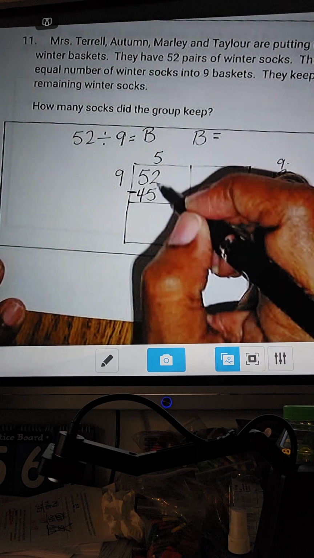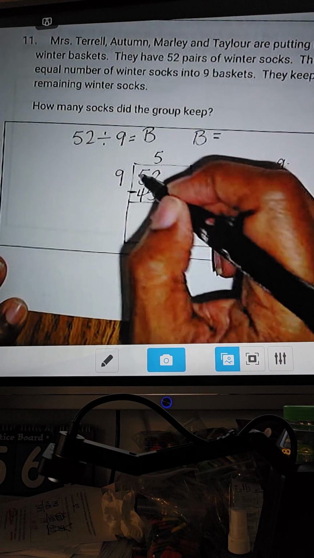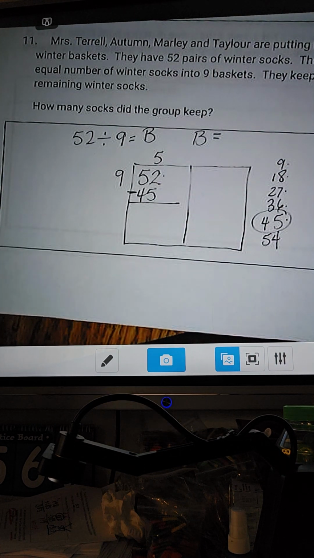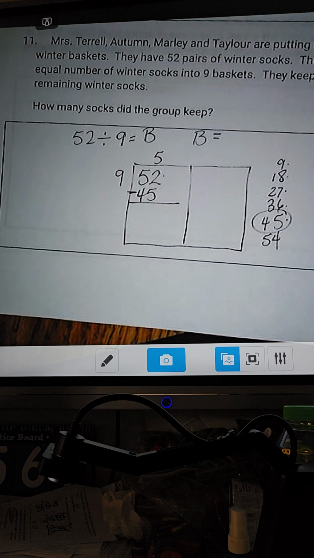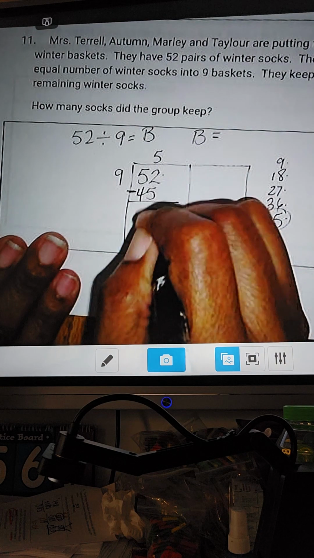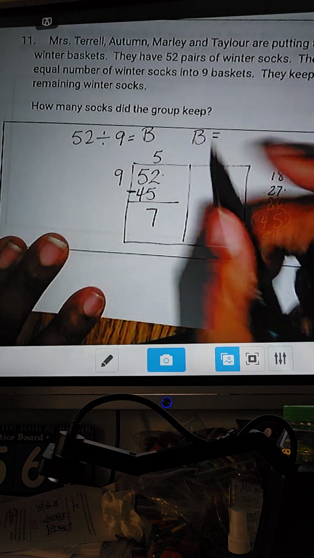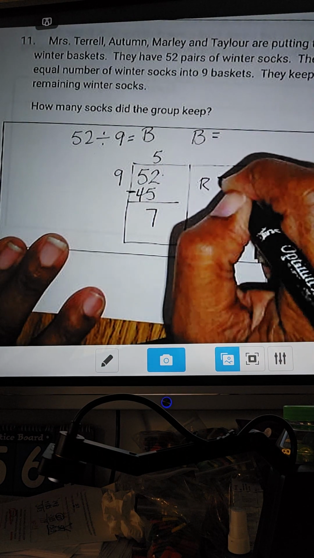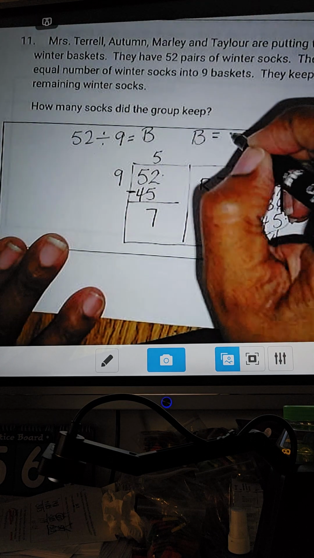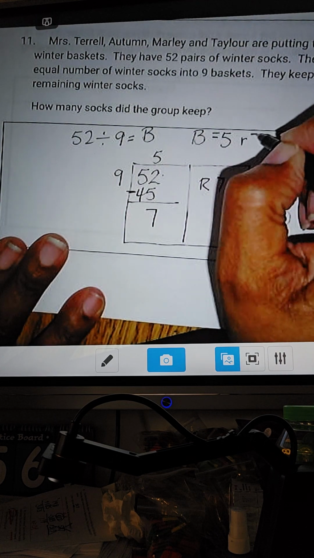All right, so 45, 52 take away 45. 45, 46, 47, 48, 49, 50, 51, 52. That's 7. 7 is less than 9, I know that's my remainder. So my answer is 5, remainder 7.